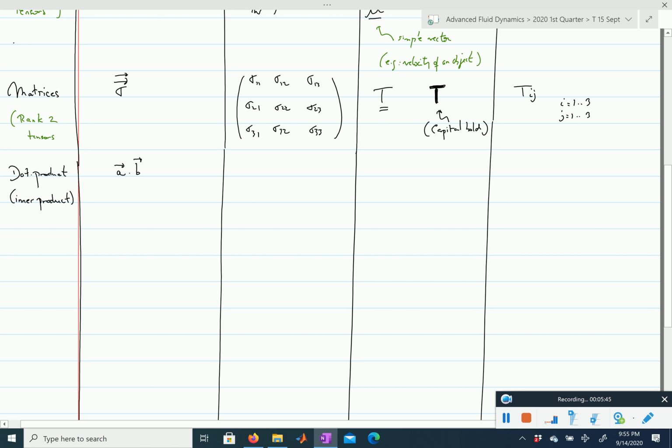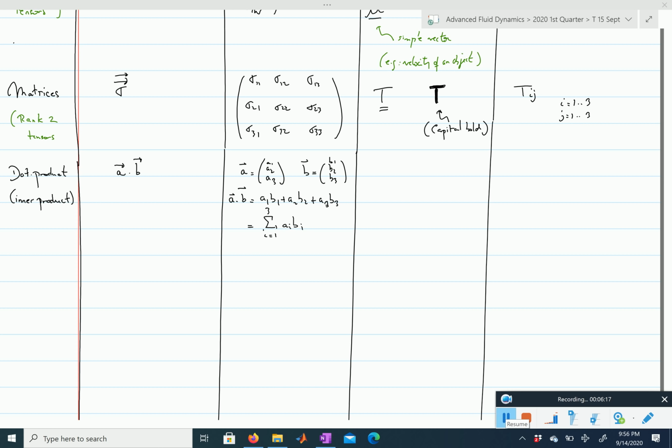If you write it in full notation and your vectors have coordinates, so A has coordinates A1, A2, A3, and same for B, then the dot product is equal to A1B1 plus A2B2 plus A3B3, which you can also write as the sum from i equals 1 to 3 of AiBi.